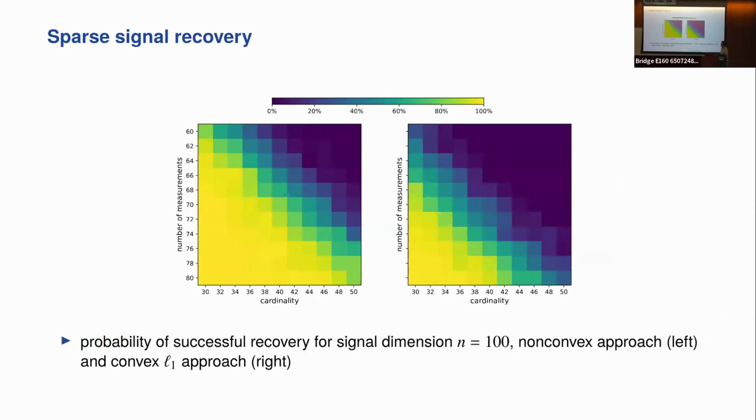And if you compare the recovery of this non-convex approach, which is on the left side, and on the right side, we have the convex approach, which minimizes the L1 norm instead. Here on the x-axis, we have the cardinality of the signal, and on the y-axis, we have the number of measurements we made. We like points that are yellow, because that means that we recover the signal 100% of the time. And we see that this non-convex approach is actually better, because its phase shift, where it starts to fail, occurs later than the corresponding convex approach.